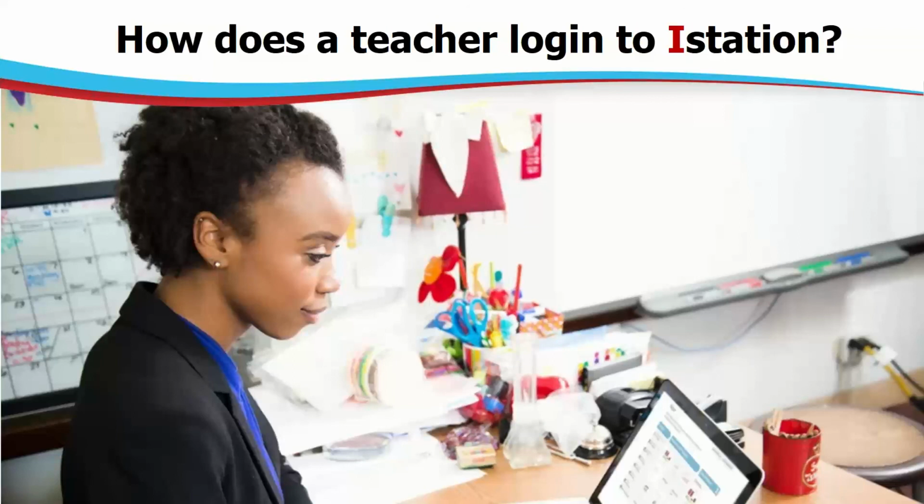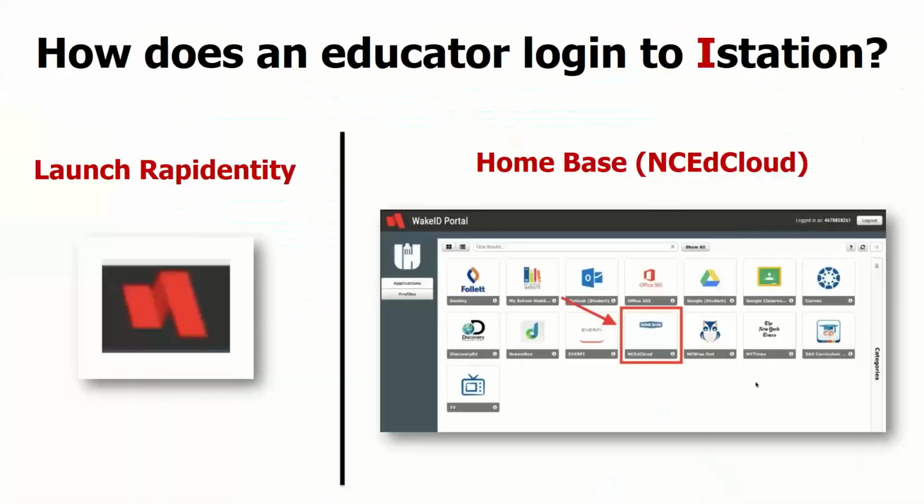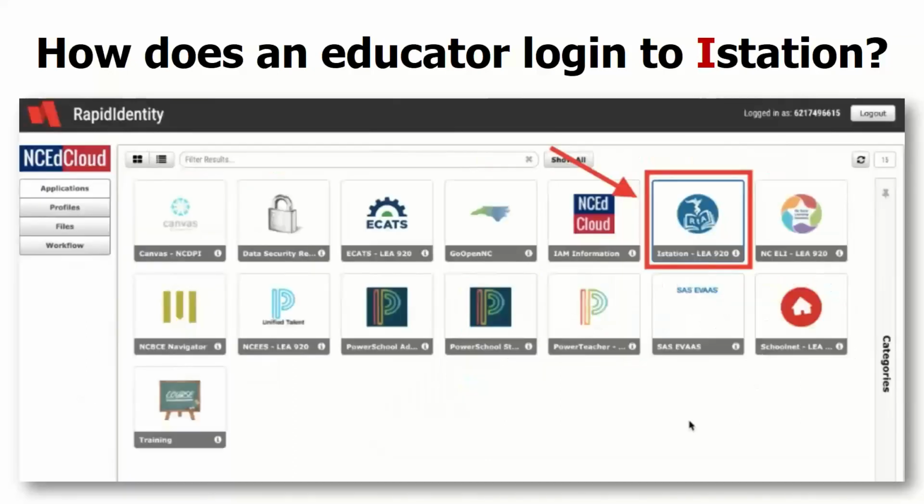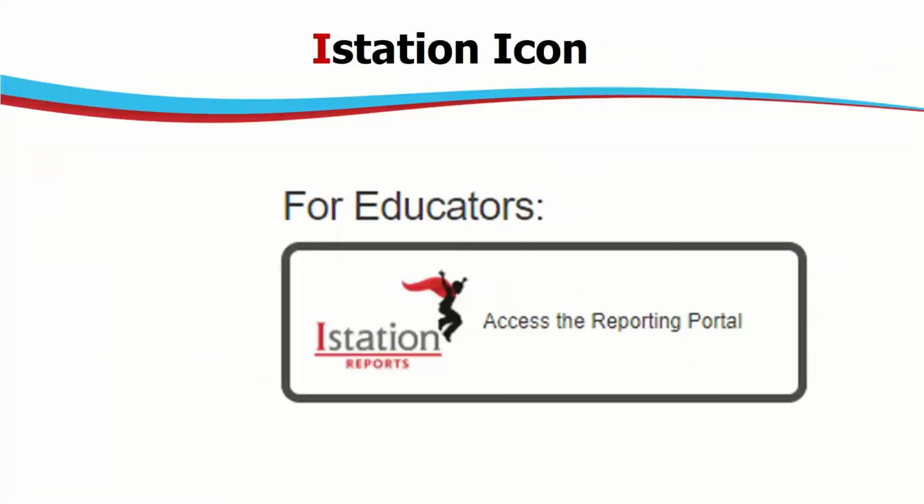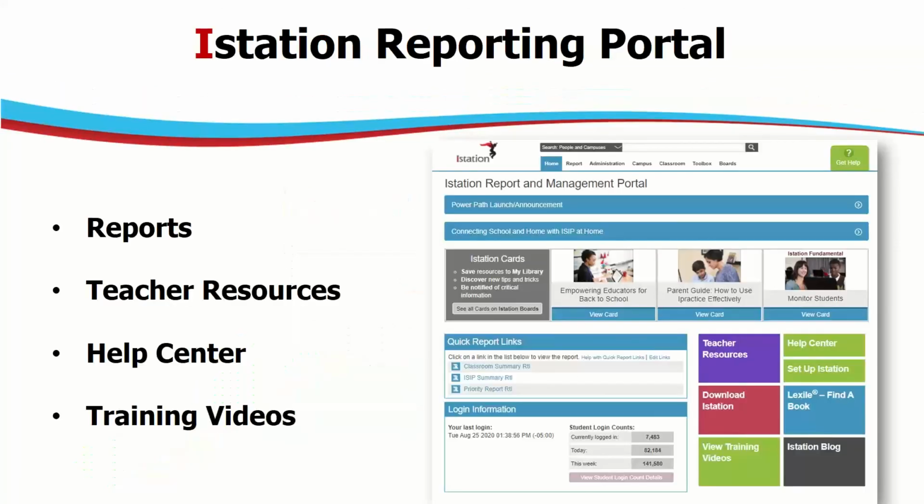So now that we've walked through how students log in, let's talk about how you as the educator log in. Similar to students, you're going to launch Rapid Identity and click Homebase or NCED Cloud. You're going to click the same icon, then iStation, the RTA icon, and then Access to Reporting Portal. From there, you will go out to the reporting portal with your credentials.